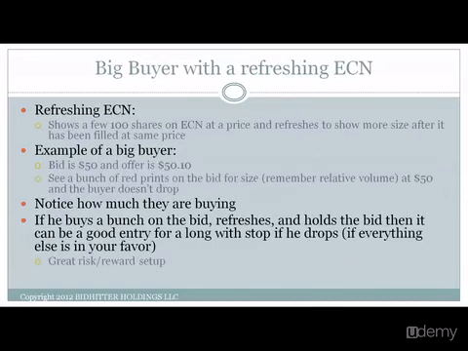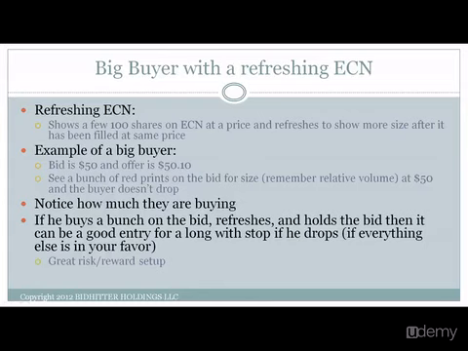Okay. Big buyer with a refreshing ECN. What is a refreshing ECN? A refreshing ECN shows you, on the level 2, a few hundred shares on an ECN, for example, say ARCA, at that price, and refreshes to show more size after it's been filled at the price. So, say there's 200 shares on ARCA at $50, and the prints show that it just printed 10,000 shares on ARCA at $50, and then on the level 2, you see another 500 shares show up. That means it's refreshing.